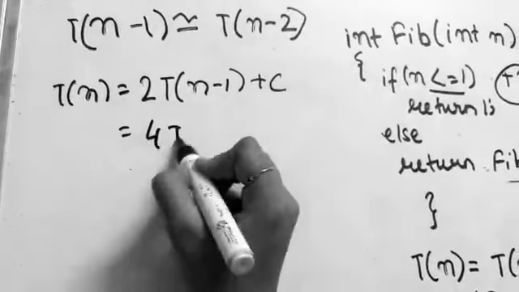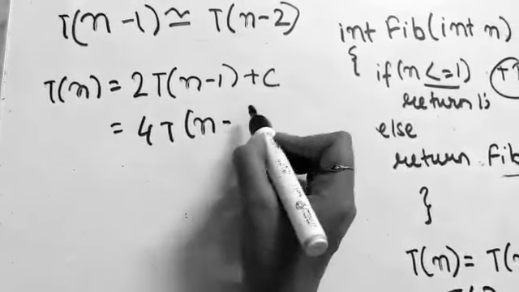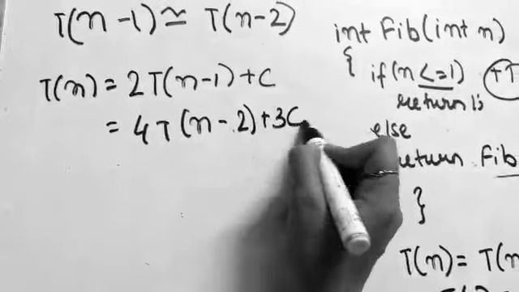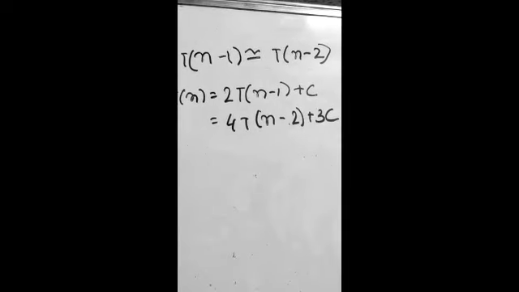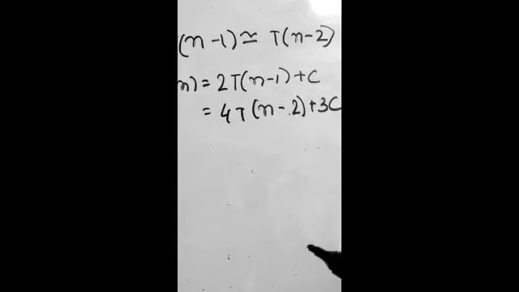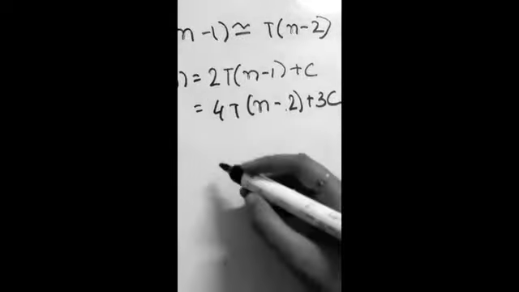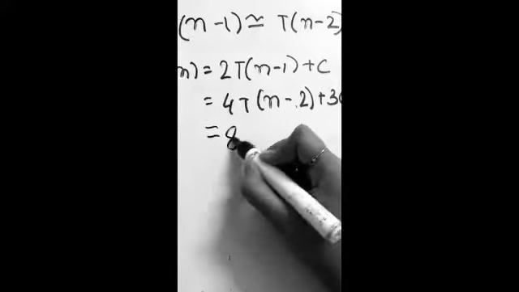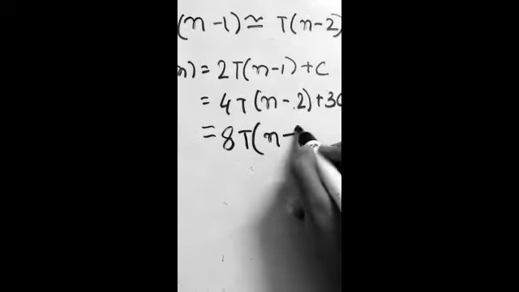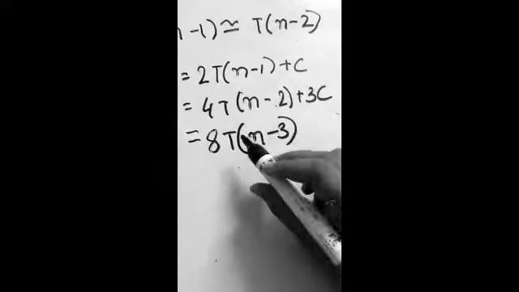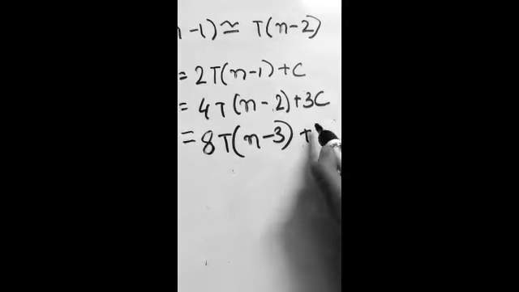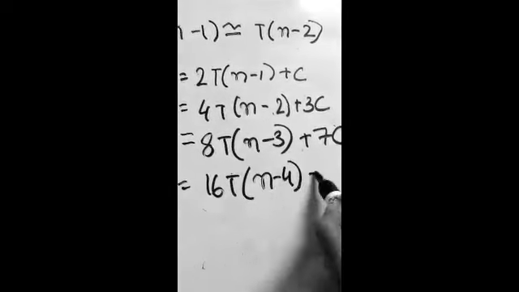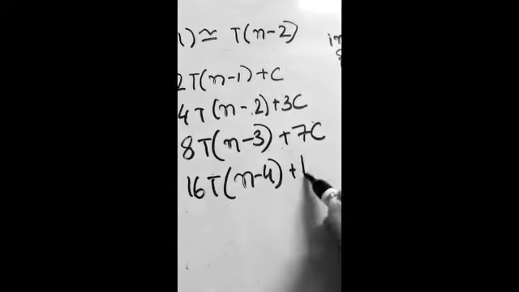Now we can also write it as 4T(n minus 2) plus 3C. I'm going to generalize this equation and keep going until we can make an assumption again, or deduce an observation from all this. So I'm going to go further with 8T(n minus 3), and here we have a loss of 4, so I'm going to add, which gives 7C. Similarly for 16T(n minus 4), here we get a difference of 8, so I'm going to add it over here.